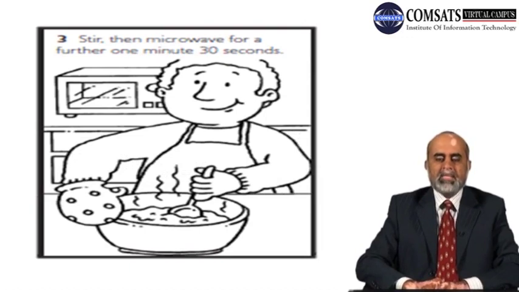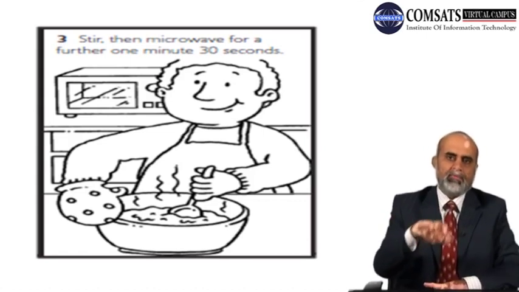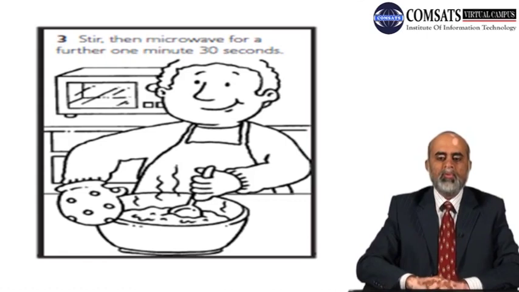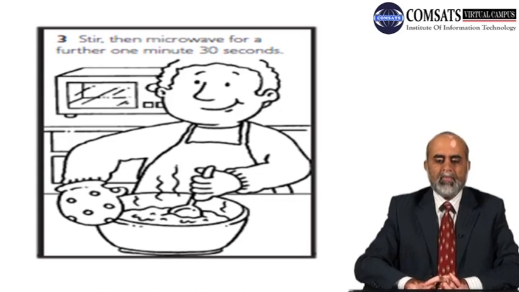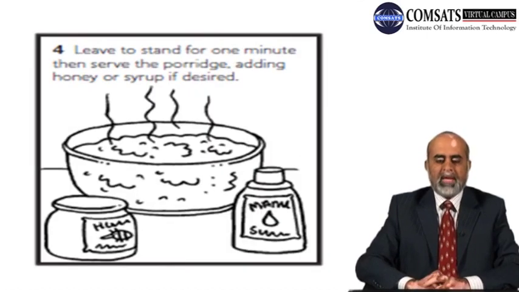Step number 3. Stir, right? Stir means to shake or to move around the contents in the bowl, as you can see in the picture. Then microwave for a further 1 minute 30 seconds. So step number 3 is that you stir it and then you place it in the microwave for another minute and 30 seconds. Okay, we'll move on to the next 4th step. Step number 4 is leave to stand for 1 minute, then serve the porridge.